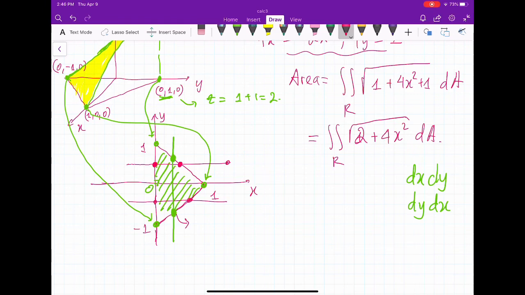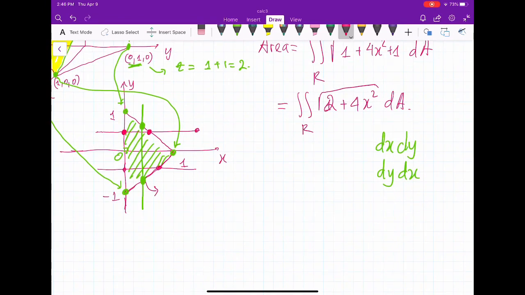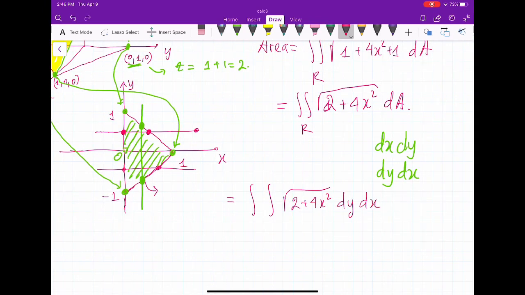Makes sense? All right, so based on this observation, we will rewrite this in terms of square root of 2 plus 4x squared, and since we fix x, I will integrate with respect to y first and then with respect to x. I need to find the integration limits here. For x, I know that is from 0 to 1, right? We need to find y. That means we need to find this point and this point right here.